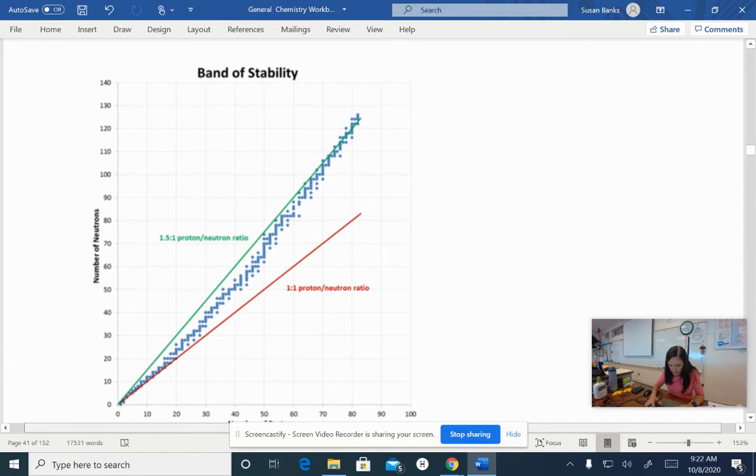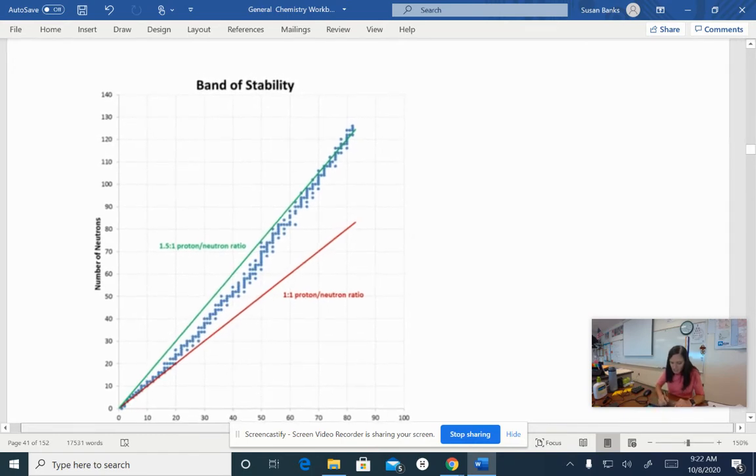Here's another way of looking at it. This just gives us the stable isotopes, not all the isotopes. Notice we have our 1.5 to 1 line and our 1 to 1 line, and all the stable isotopes fit pretty much within those two ratios.